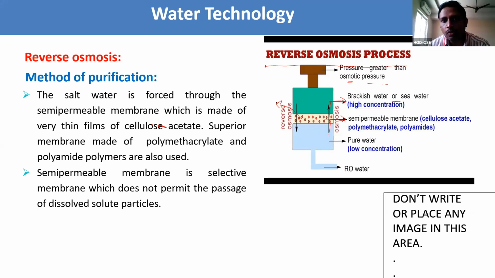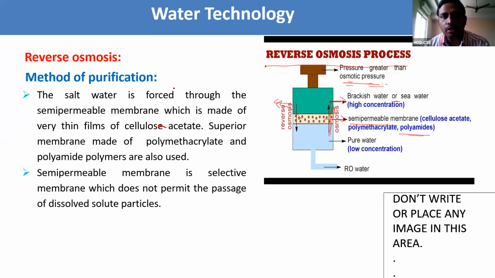The salt water is on top, and we are forcing it to move toward the low-concentration pure water side. This semi-permeable membrane is made up of very thin films of cellulose acetate, polymethyl acrylate, and polyamides. The natural process is osmosis, but it is taking place in a reverse way by applying pressure, which is called reverse osmosis.